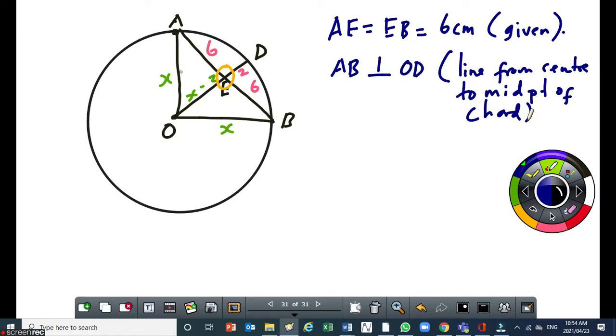Okay. Then once I have that, therefore, if I'm going to use, say, triangle OEB, I can say angle OEB is equal to 90 degrees. It is equal to 90 degrees because I've written the reason why AB is perpendicular to OD based on the converse of theorem 1.